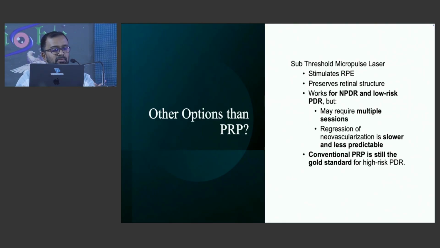The other options which are newer include a subthreshold micropulse laser. These mainly act by stimulating the RPE and preserving the retinal structure. But they may require multiple sessions, and there is a less predictable and slower response with a risk of neovascularization. Overall, conventional PRP is still the gold standard for high-risk PDR.